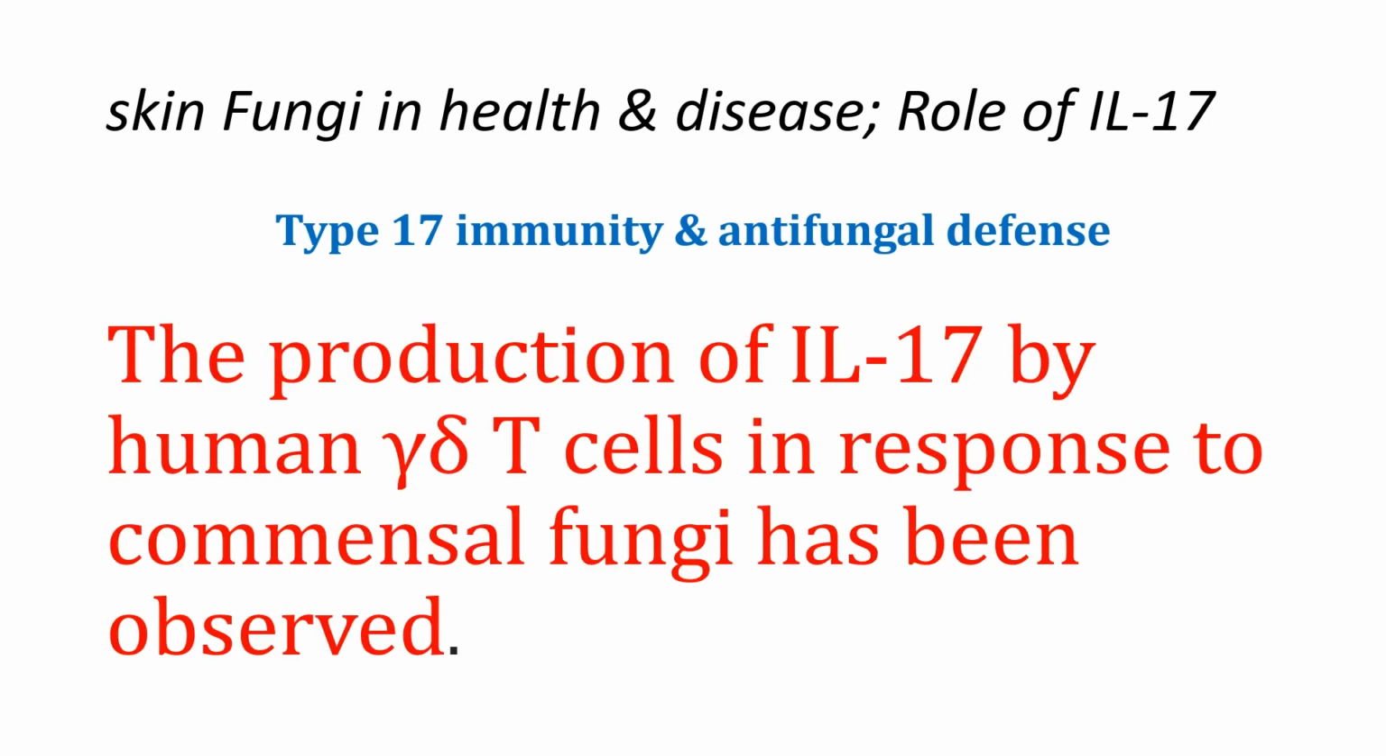The production of interleukin 17 by human gamma delta T cells in response to commensal fungi has been observed, and in untreated HIV positive patients with Candida co-infections, interleukin 17 producing gamma delta T cells were suggested to partially compensate for the reduced CD4 positive T cells. Also, CD8 positive T cells generate interleukin 17 when exposed to skin fungi.